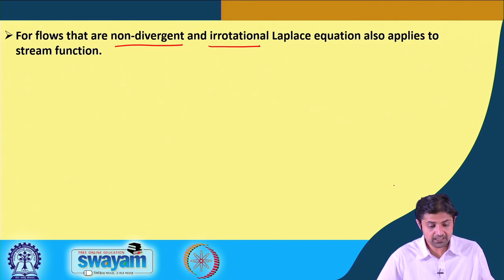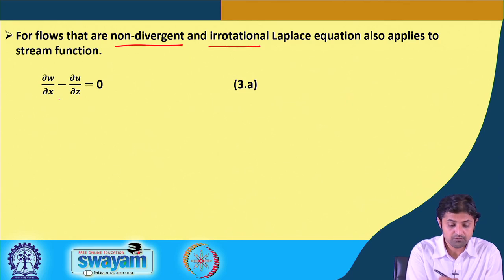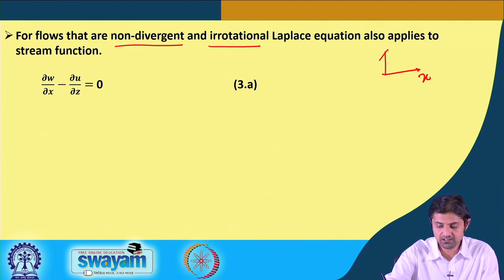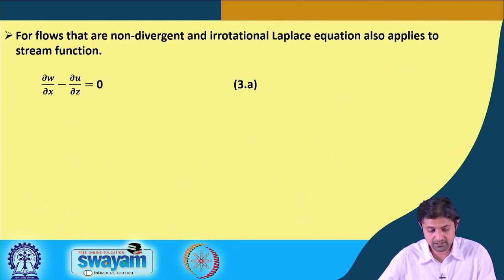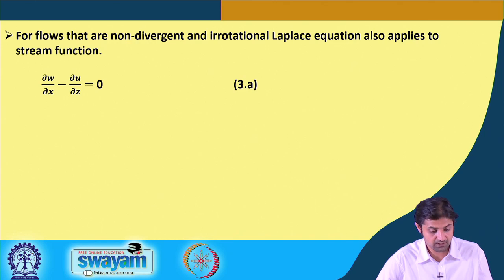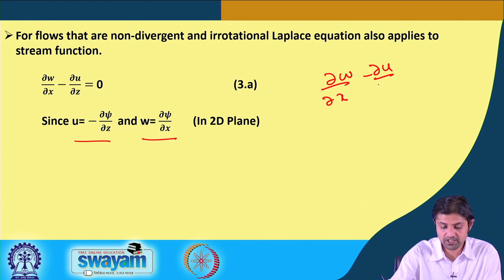All right, but for the flows that are non-divergent and irrotational, we say that the Laplace equation can also be applied to the stream function. How? We are going to see. We know that for irrotational flow we have del w by del x, if we consider a flow in u, so x and z directions, all right. There are two directions that we assume, there is no flow in the y direction. So, the stream function, as it can exist only in 2D, can be written as del w by del x minus del u by del z, because the flow is irrotational, all right. Now, using the definition of a stream function, if u is minus del psi by del z and w is del psi by del x, and if we put this, we say del w by del x minus del u by del z is equal to 0.